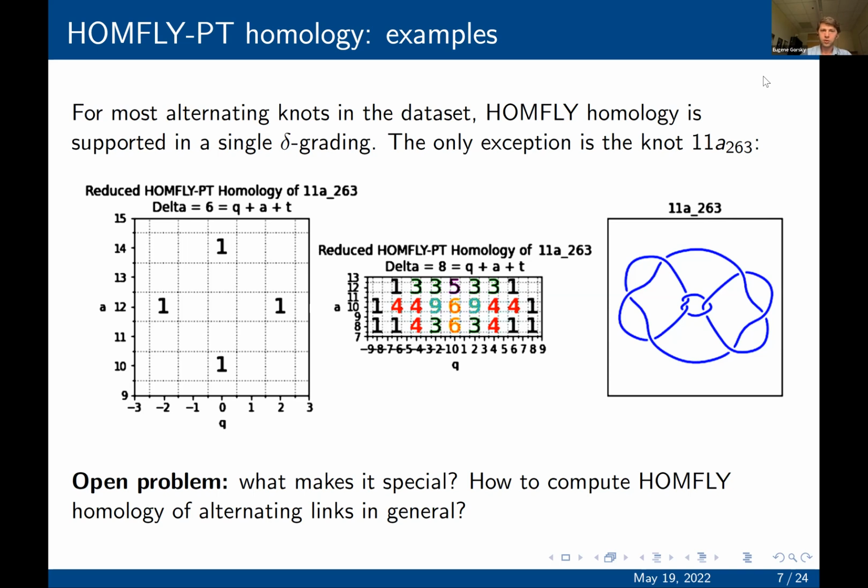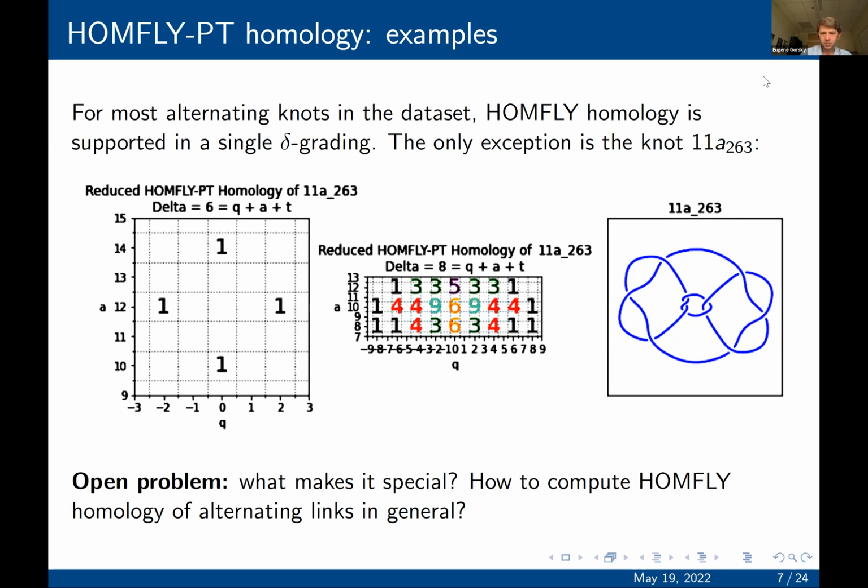Like, if I give an alternating node, do you know if it's supported in a single delta grading or not? How to compute HOMFLY homology of alternating nodes and links in general? And I think, again, we know how to compute Khovanov homology and some other homology, and I think it's interesting that for HOMFLY homology, you see some new phenomena. And I think just what makes it special, I don't know. And I think it's a good open question here.